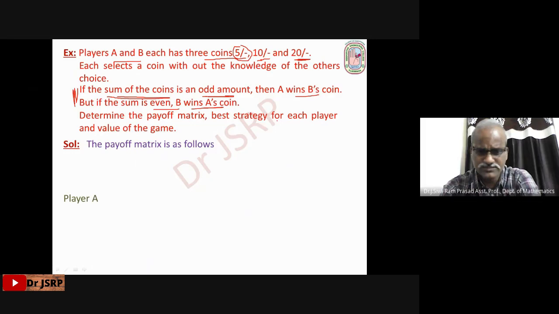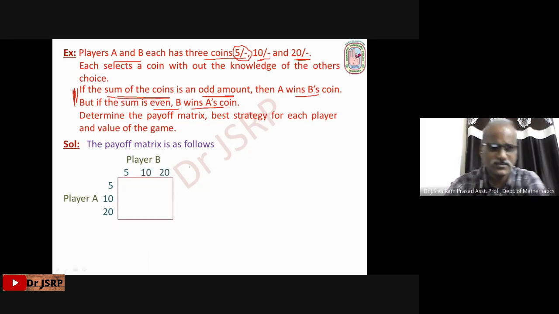In rows, player A has the three options, 5, 10 and 20. Player B also has three options, 5, 10, 20. We have to write payoffs here.